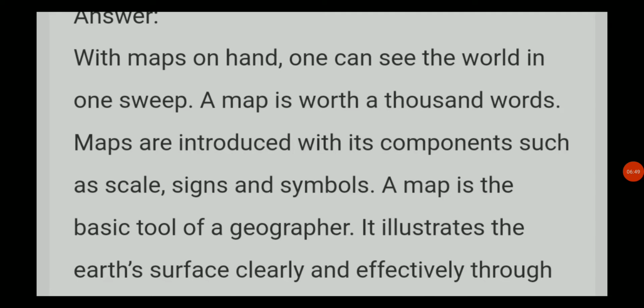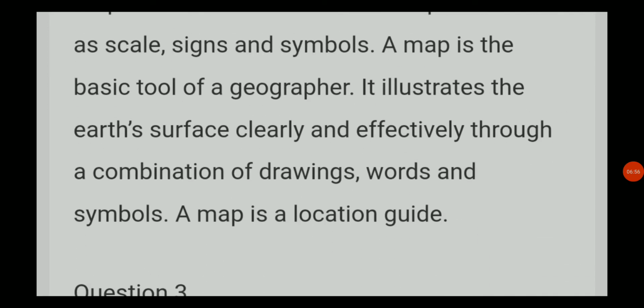A map is a basic tool of a geographer. It illustrates the earth's surface clearly and effectively through a combination of drawings, words and symbols. A map is a location guide. So till this you'll be writing.